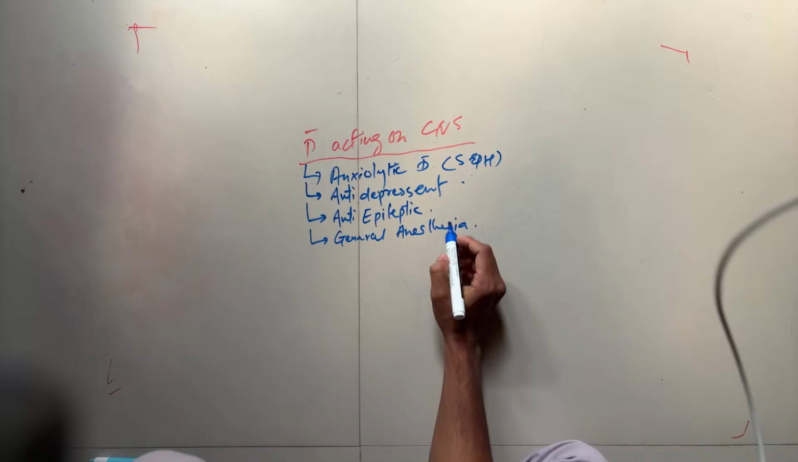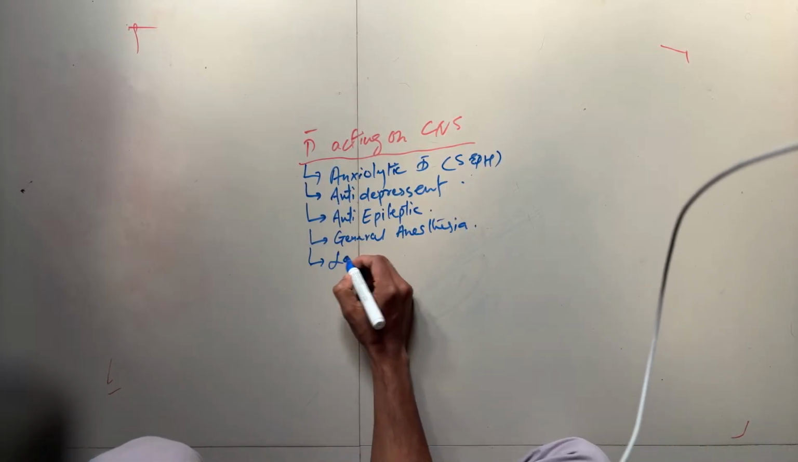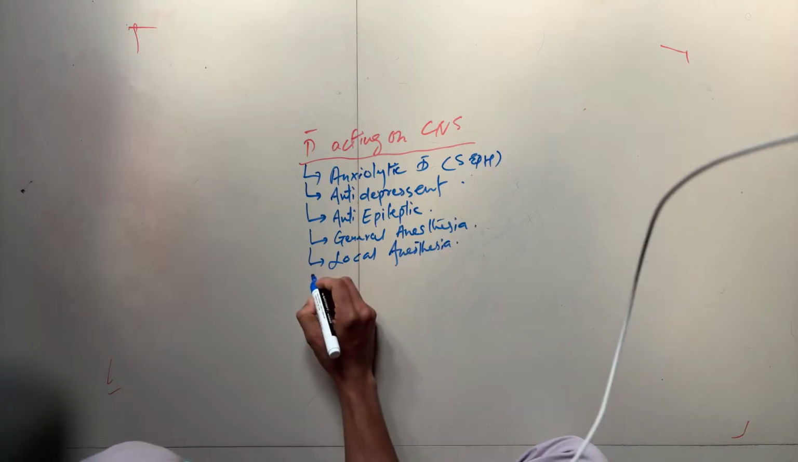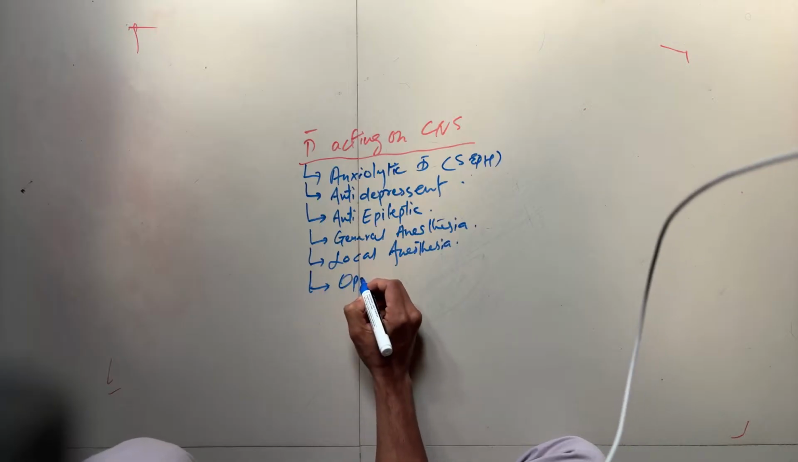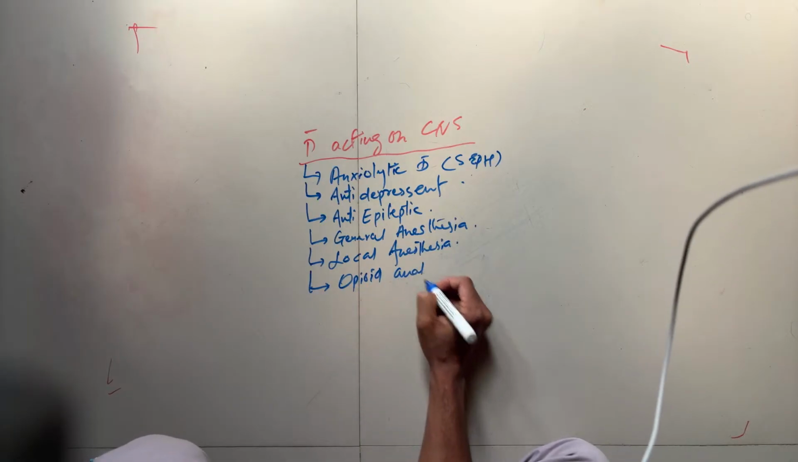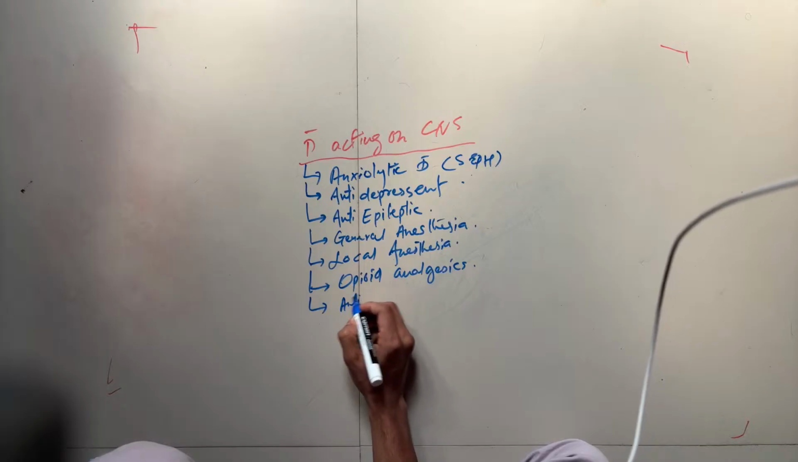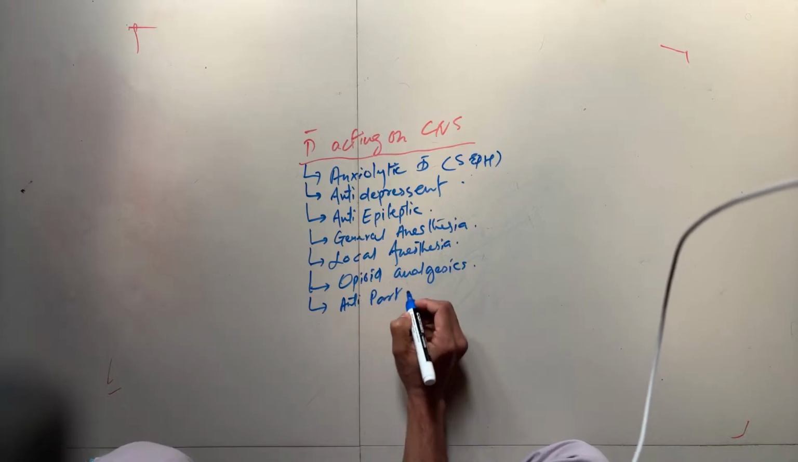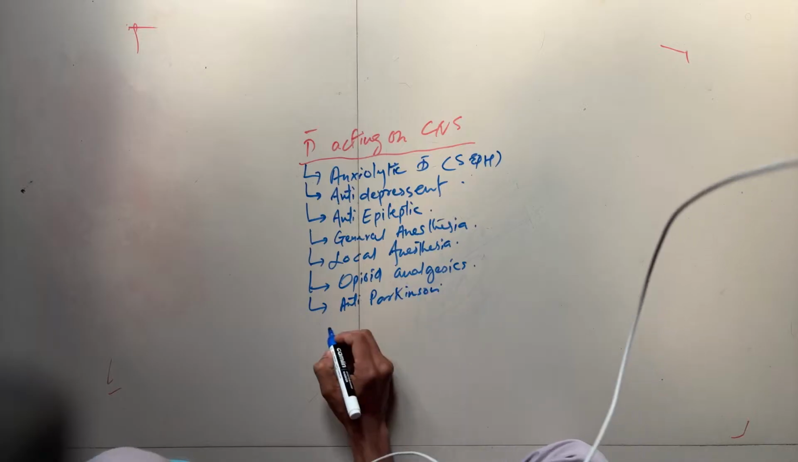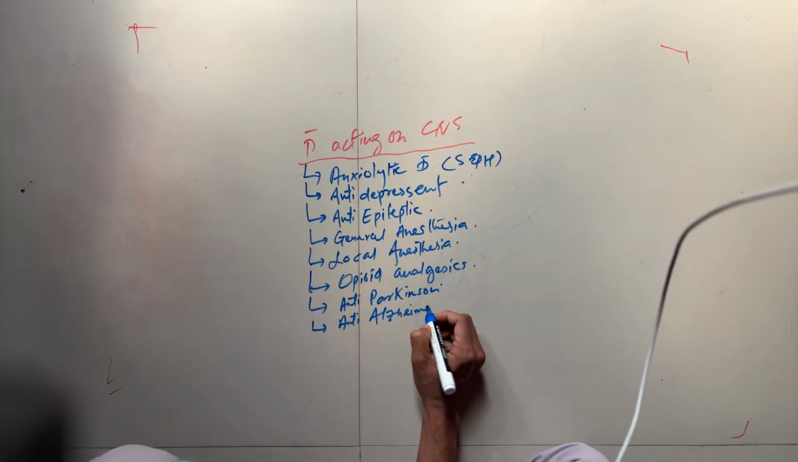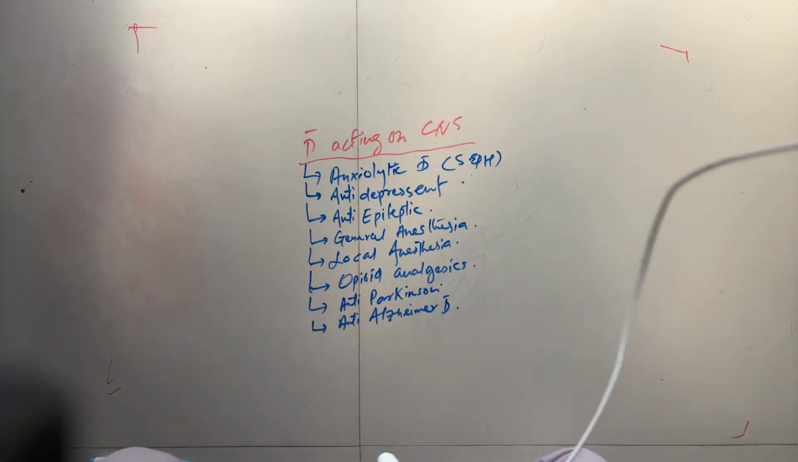General anesthesia. Next, number 5, local anesthesia. Next, number 6, opioid analgesics. Next, number 7, anti-Parkinson. And number 8, anti-Alzheimer drugs or agents. Yes or no? So these are the classes of drugs that mainly act on the central nervous system.